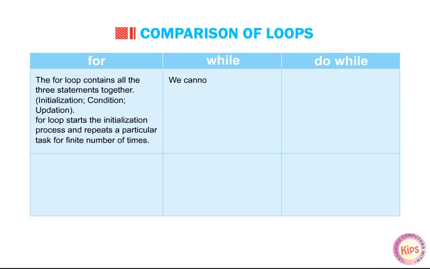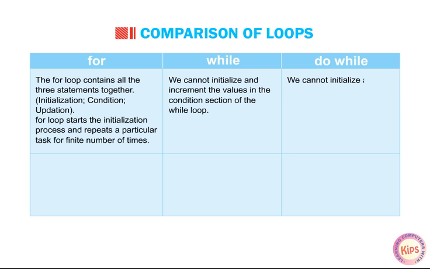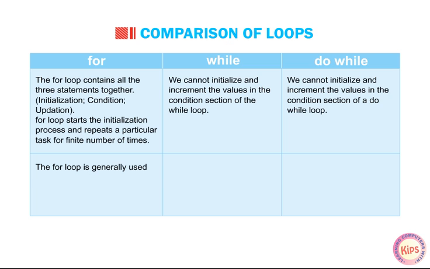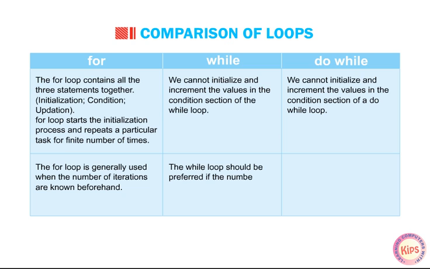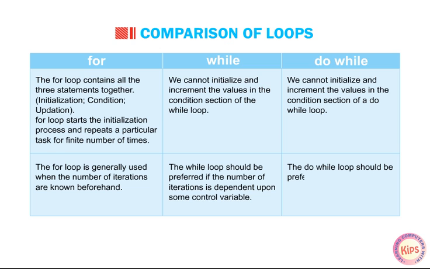While. We cannot initialize and increment the values in the condition section of the while loop. Do while. We cannot initialize and increment the values in the condition section of a do while loop. For. The for loop is generally used when the number of iterations are known beforehand. While. The while loop should be preferred if the number of iterations is dependent upon some control variable. Do while. The do while loop should be preferred when the number of iterations is dependent upon the user's response.